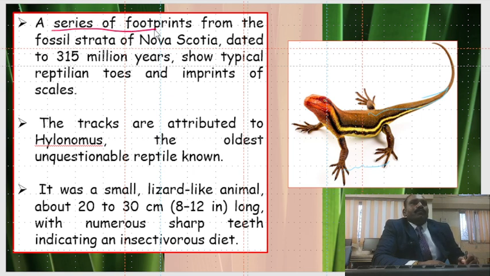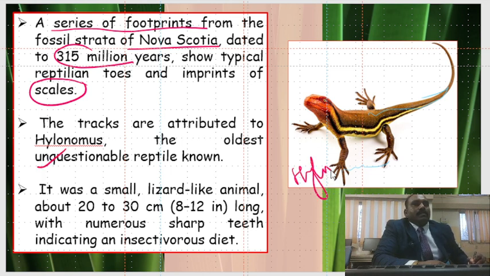A series of footprints from the fossil strata of Nova Scotia, dated 315 million years ago, show typical reptilian toes and the imprints of scales. The tracks are attributed to Hylonomus, the oldest unquestionable reptile. This is Hylonomus, a small lizard-like animal about 20 to 30 centimeters, or 8 to 12 inches long, with numerous sharp teeth indicating an insectivorous diet.